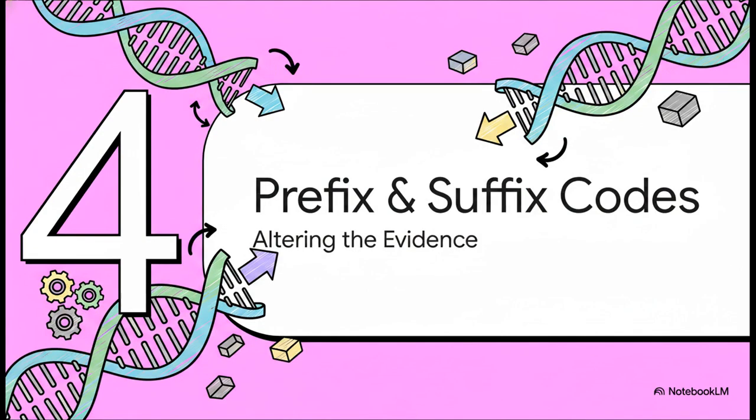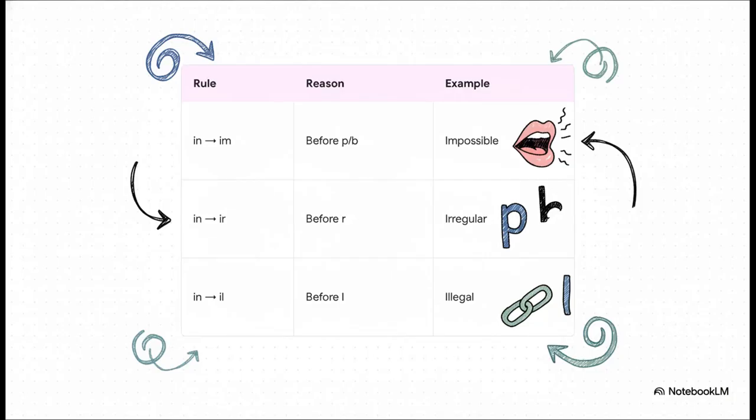Let's look at Section 4, prefix and suffix codes, altering the evidence. Okay, let's look at our modifiers, prefixes and suffixes, and see how they actually alter our root DNA, sometimes in super tricky ways. The absolutely crucial concept here is called assimilation. And let me tell you, this is a massive trap in spelling bees. Prefixes actually change their spelling just to make pronunciation easier for the human mouth.